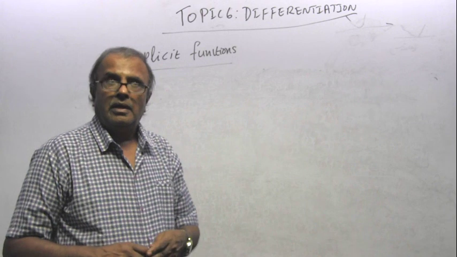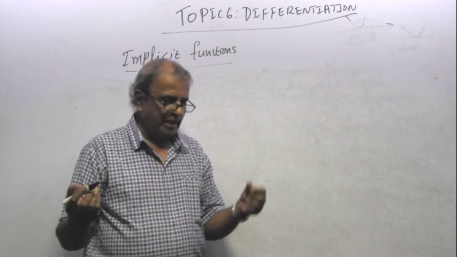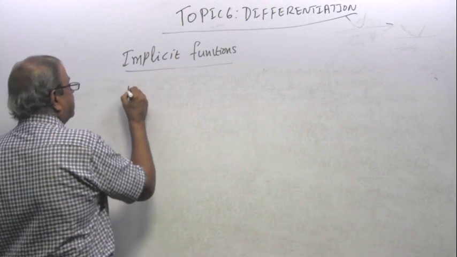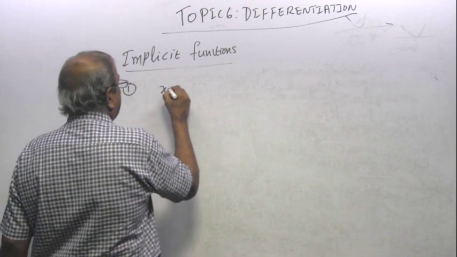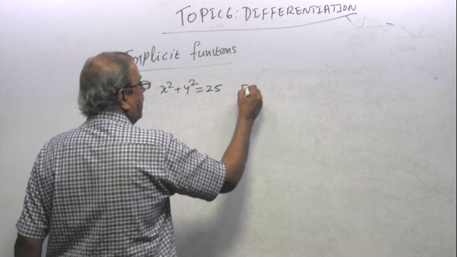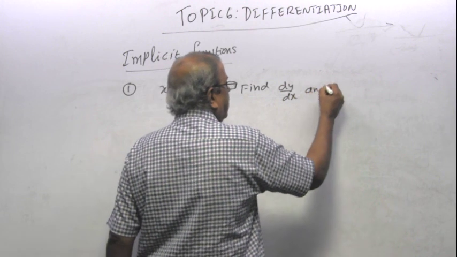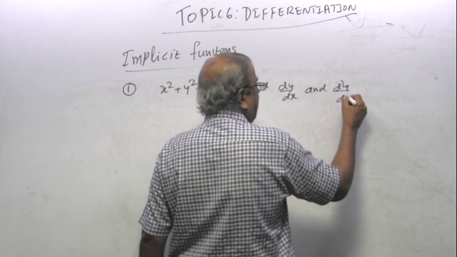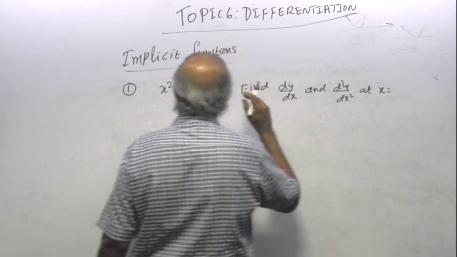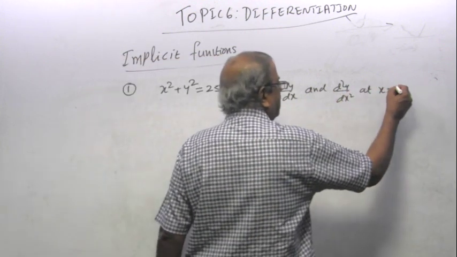Hello. Last lesson, I talked to you about implicit differentiation. I said I'll do a couple more examples. So I'm taking a bit more of an example like this. For example, let's say you had x squared plus y squared equal to 25. Find dy by dx and d squared y by dx squared at x equal to 3 squared and 4 squared, at x equal to 4.